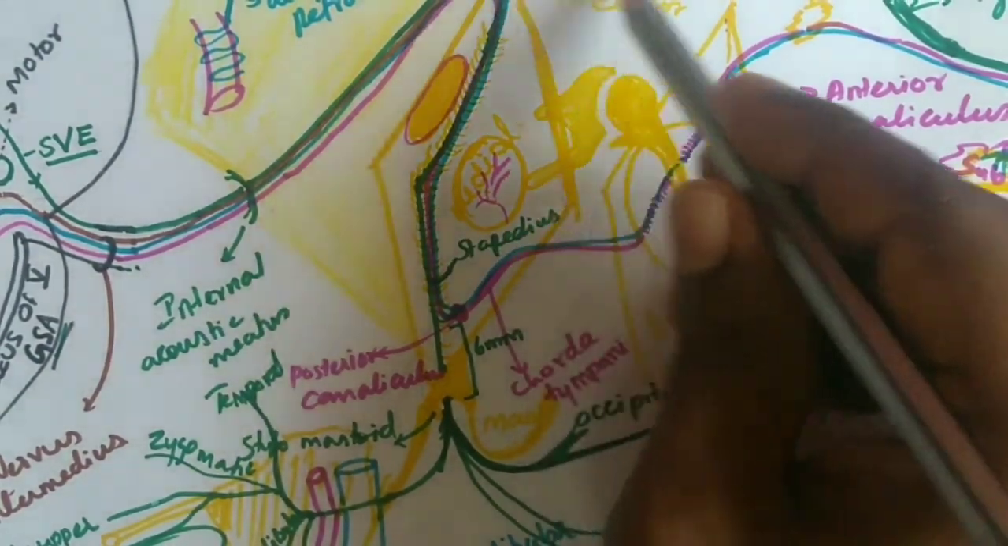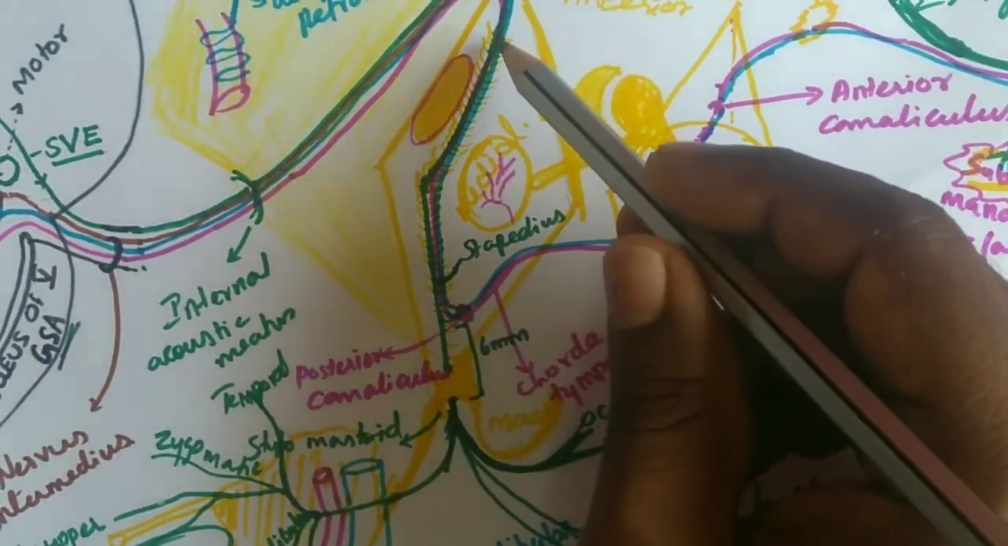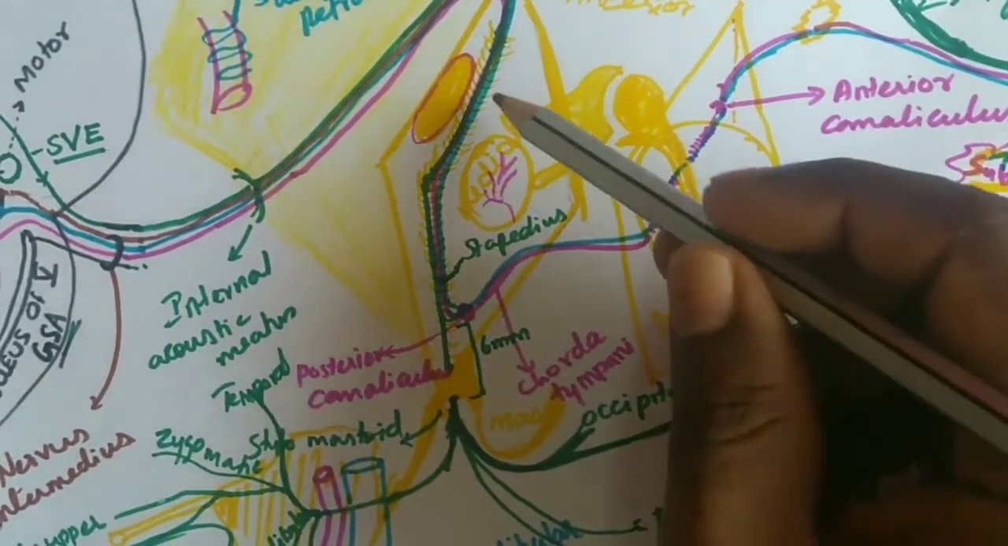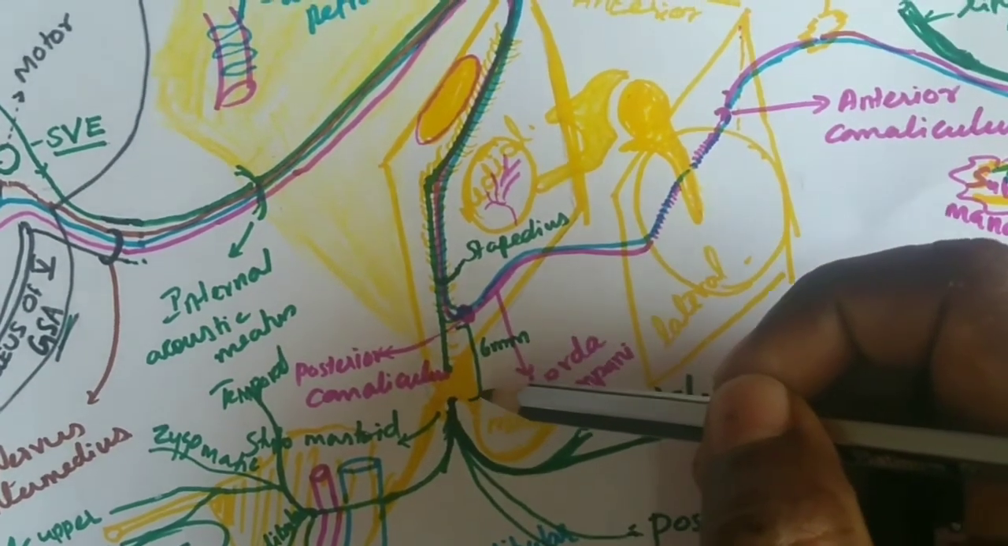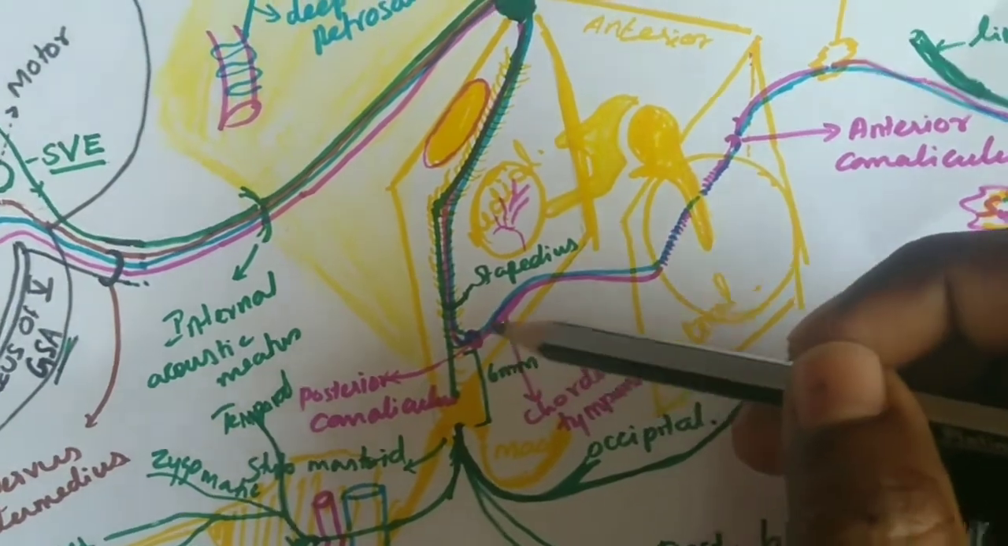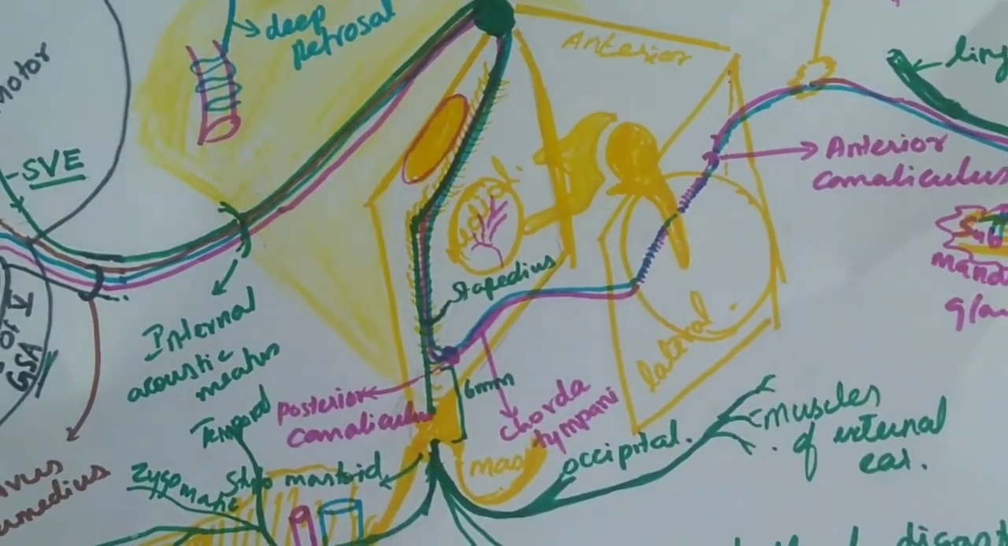The facial nerve, the most common place where it can get compressed or damaged is the middle ear, and if it happens in the middle ear, it will cause Bell's palsy. Now we'll explain Bell's palsy, and also we'll compare it with upper motor neuron facial palsy.